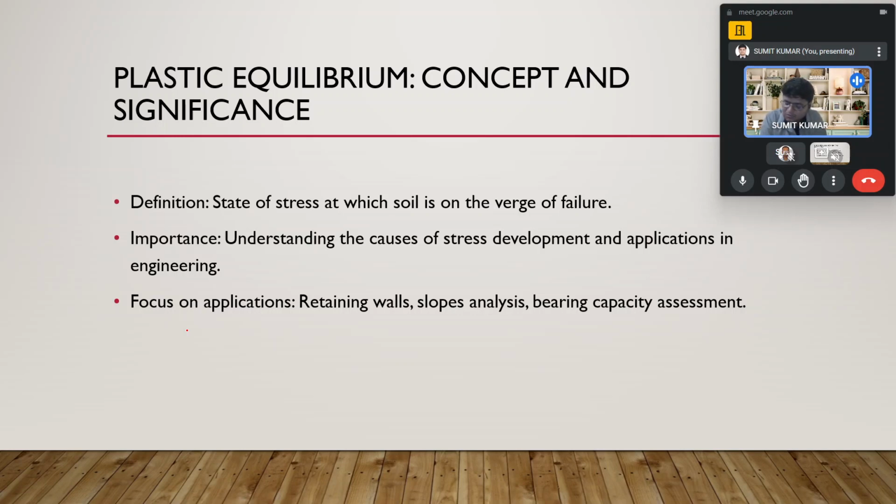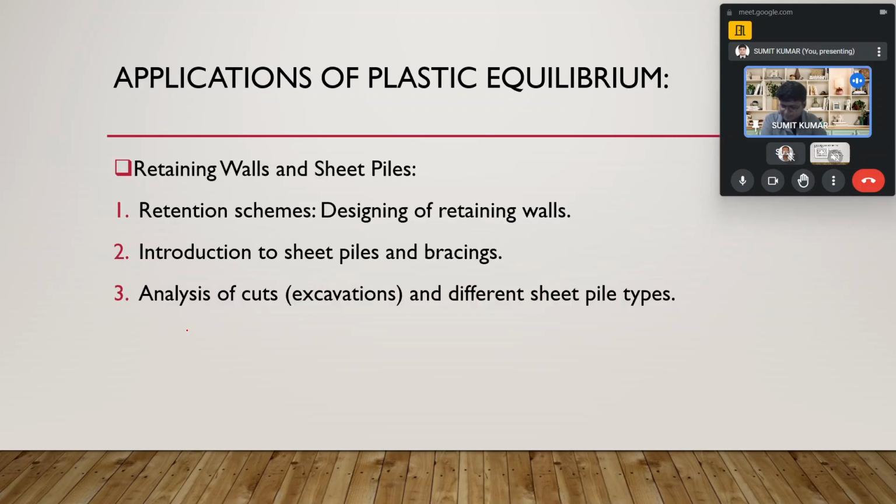Now the third is the focus on applications. Retaining walls, slope analysis, and bearing capacity assessment are some of the aspects. Okay, moving ahead, when we talk about the application of plastic equilibrium: retaining walls and sheet pile retention schemes, designing of retaining walls, introduction to sheet piles and bracing. Over there, the active and passive earth pressure concepts also come into account, and the analysis of cuts in different types of soils are the sections where plastic equilibrium application takes place.